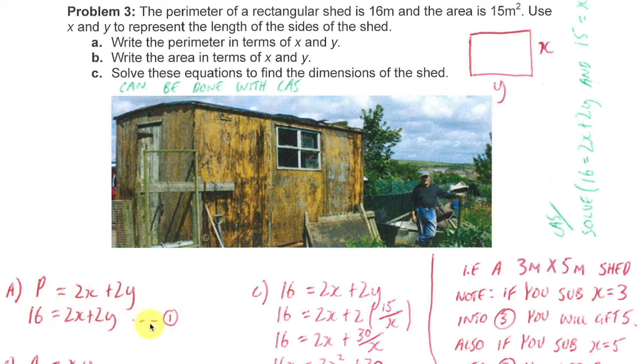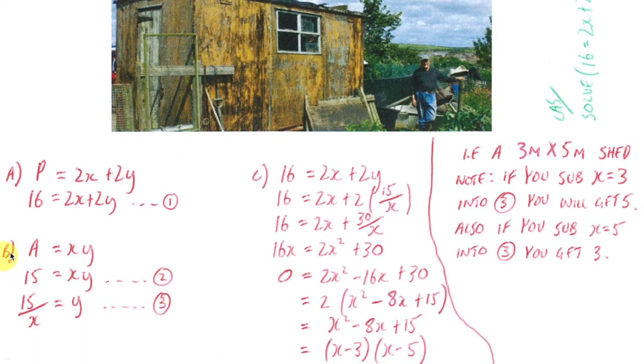So that's my equation. B, write the area in terms of x and y. So the area is the length times the width. So the area equals x times y. So I end up with 15 equaling xy. Now that is all that is required for an answer for B. But what I've done here is just shown that y is going to equal 15 divided by x. I've just divided both sides by the x here.